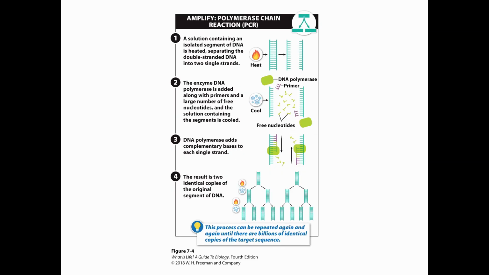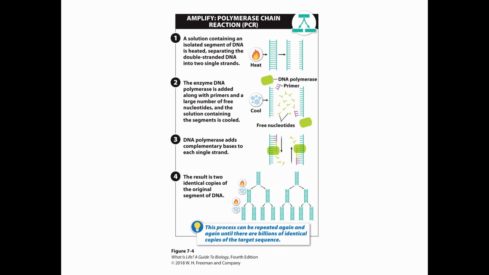The amplify technique is through what we call polymerase chain reaction, or PCR for short. In PCR, what we're basically doing is forcing a DNA molecule to undergo replication over and over and over again. And so what we do is we have this segment of DNA we're looking for in a solution, and we heat that solution up.